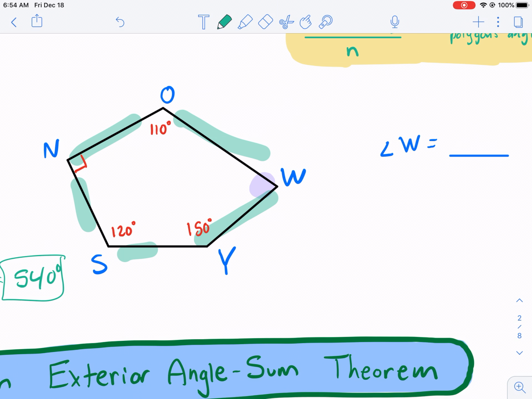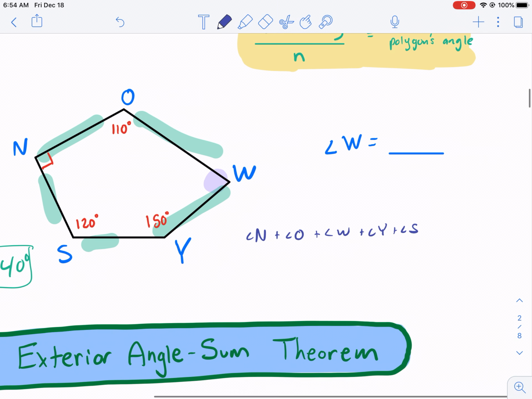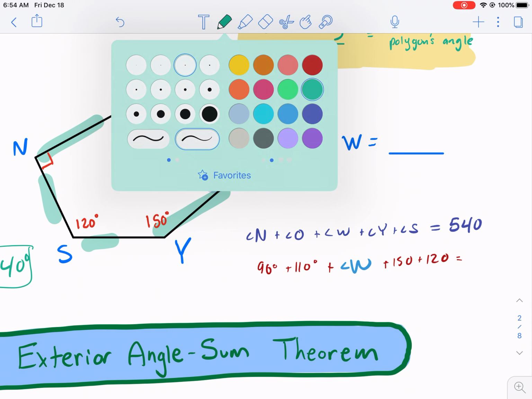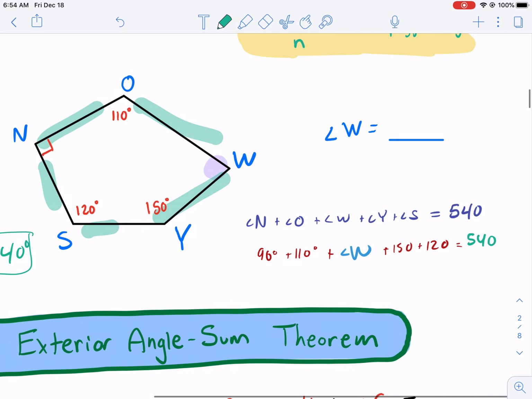So I know the sum should be 540. Let me write this out as an equation. Angle N plus angle O plus angle W plus angle Y plus angle S. Eventually you're not going to have to do this. I'm just showing you where it comes from. Equals 540. Now, we know a lot of these measurements. We know that N is 90. We know 110 is O. We don't know W, so we're going to leave him alone. But we know this is 150, and then this is 120. And that's going to equal our big buddy 540, the sum of the interior angles.